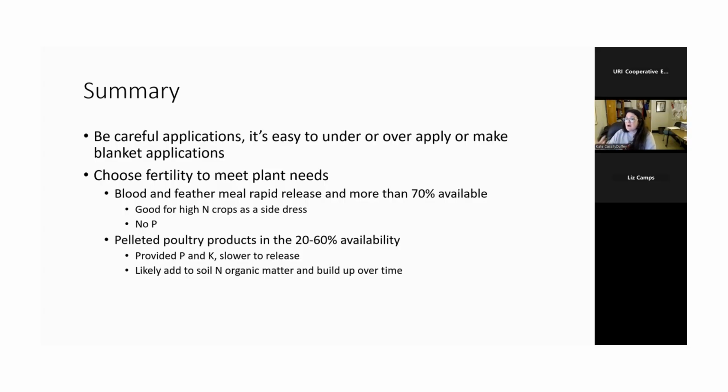So if you know you've got a hungry feeder, take something like blood or feather meal. And if you have something with a little bit less nitrogen, look towards a slower release fertilizer. And really watch those phosphorus levels. They build up very, very quickly, especially when you're using a lot of these pelleted poultry products, composts, or manures. All right, that's it.